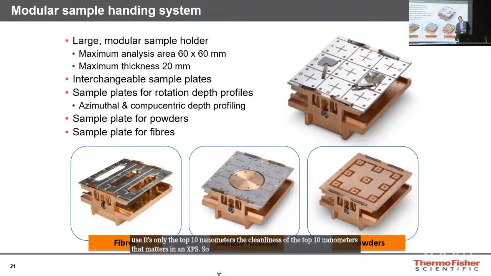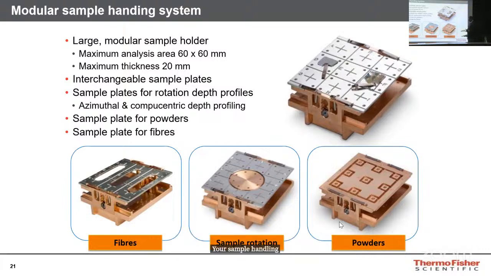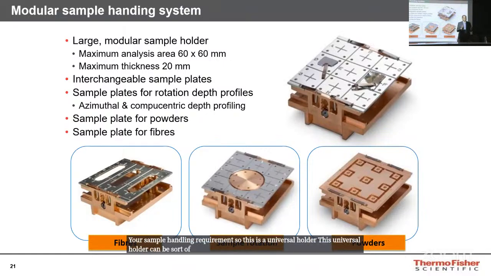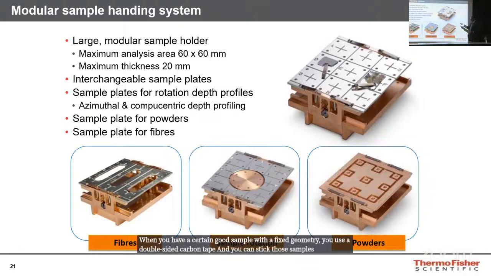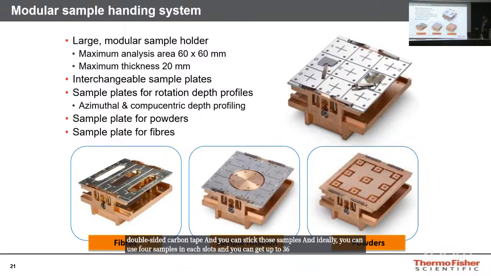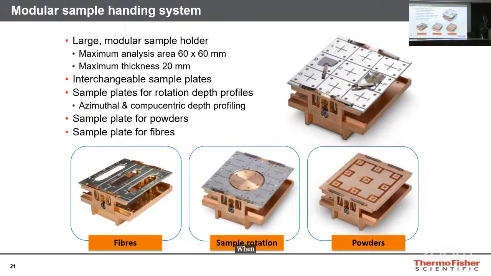So in order to facilitate different kinds of sample, we do have provided certain standard sample holders, which have to be chosen depending upon your sample handling requirement. So this is a universal holder. This universal holder can be used for every bulk sample that has a certain fixed geometry. When you have a good sample with a fixed geometry, you use a double-sided carbon tape and you can stick those samples, and ideally you can use 4 samples in each slot and you can get up to 36 samples in one go.